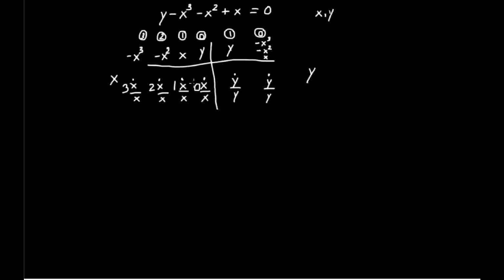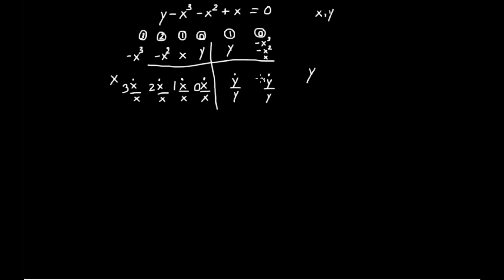So you see here that I sort of chose that first one to be 0 times x dot over x. But the next one had to be 1 times x dot over x. The next one had to be 2 x dot over x. And the next one had to be 3 x dot over x. And I'm going to do the same thing for this side here, for the y's.